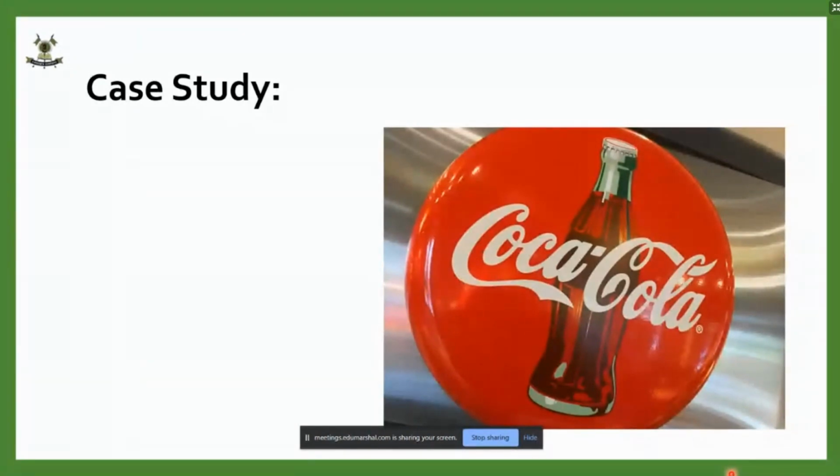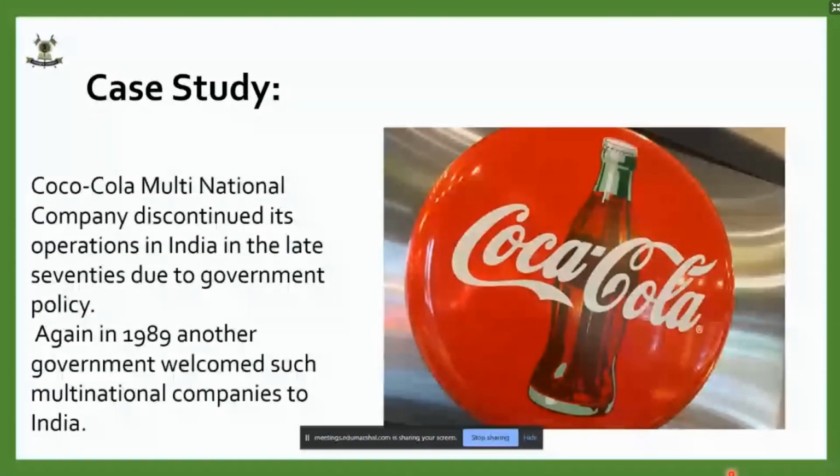Again, the scenario changed. Around 1989, 1991, the industrial policies changed, liberalization took place, privatization took place. Now the multinationals were welcomed back, and Coca-Cola came back into India. Now it is permanently there, it seems.